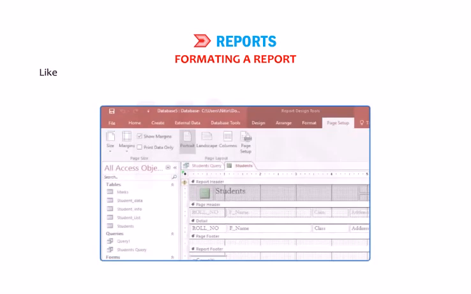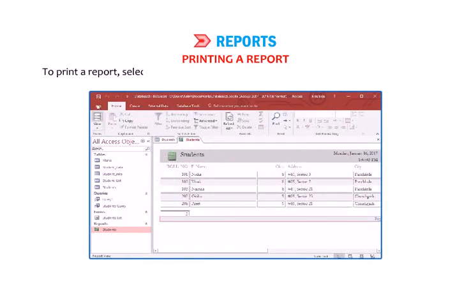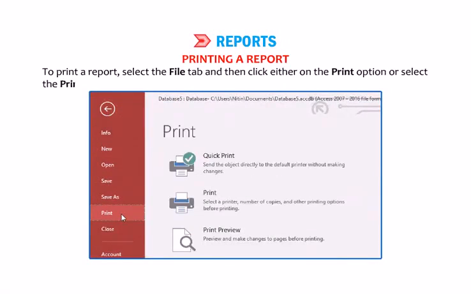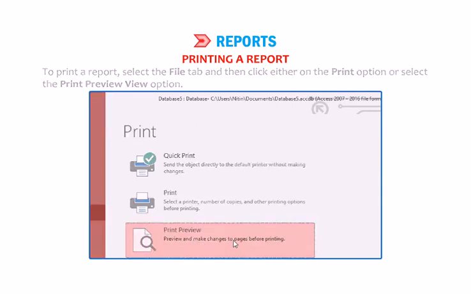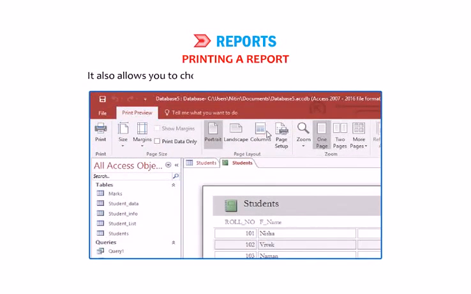Okay students, let us learn how to format a report. Like forms, you can format a report using different options present on the Design and Format tabs. Printing a report. To print a report, select the File tab and then click either on the Print option or select the Print Preview View option. This view displays how the report will appear on a page. It also allows you to choose the page orientation, page setup, etc.